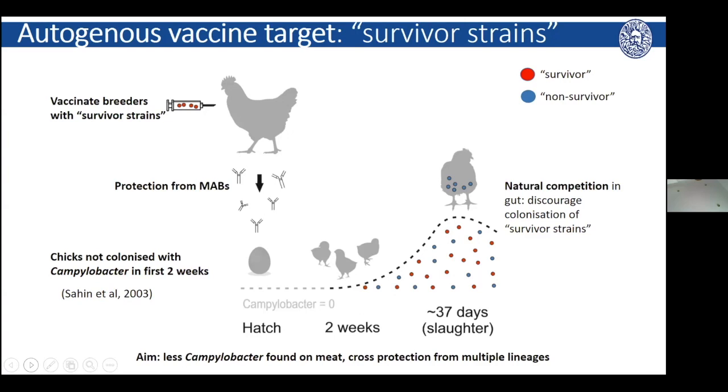Then we vaccinate breeder birds with these strains, and we would expect the antibodies to be passed down to the eggs. And as the maternal antibodies protect chicks from being colonized with Campylobacter, we're hoping that this gives an opportunity for non-survivor strains, or strains that are less likely to survive, to colonize the gut before the survivor strains do.